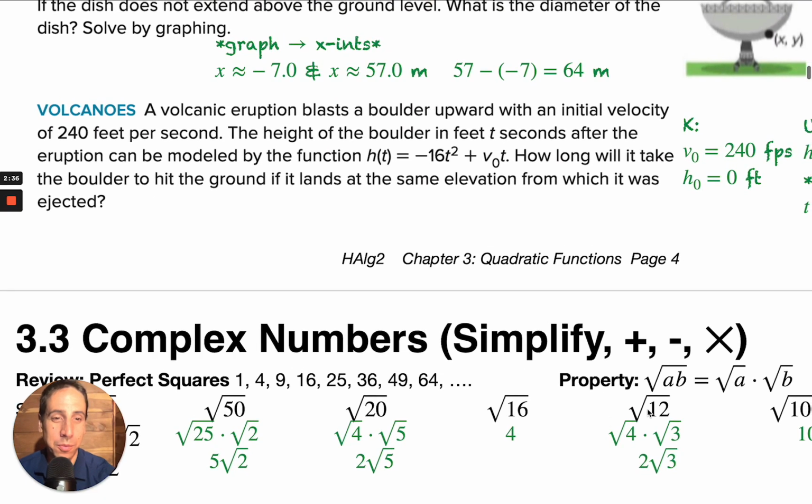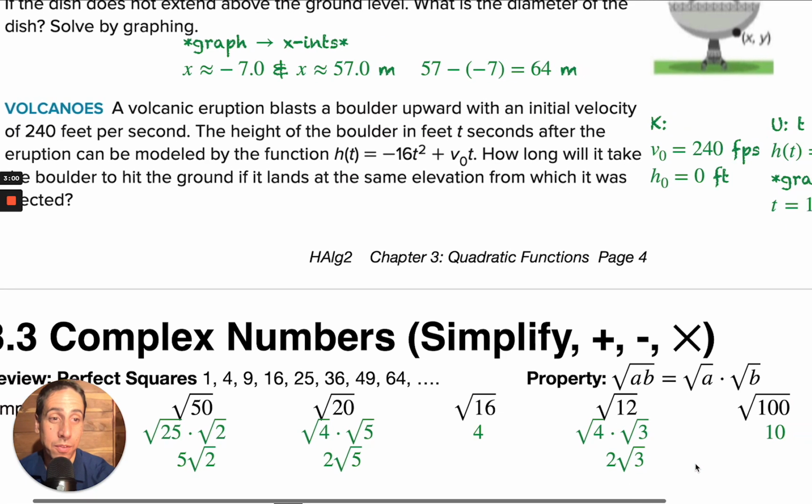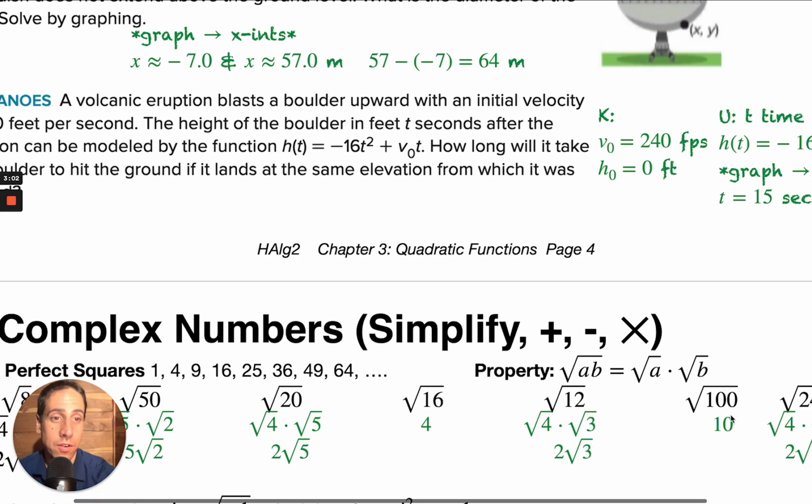Square root of 12 simplifies down. We have to figure out what is the perfect square factor. Everyone say perfect square factor. Yeah. Okay. So we've got square root of 4. 4 is the number on this list. 4 times 3 is 12. So square root of 4 times square root of 3 is equal to the square root of 12. And you can take the square root of 4, and that's 2. It's simplified.